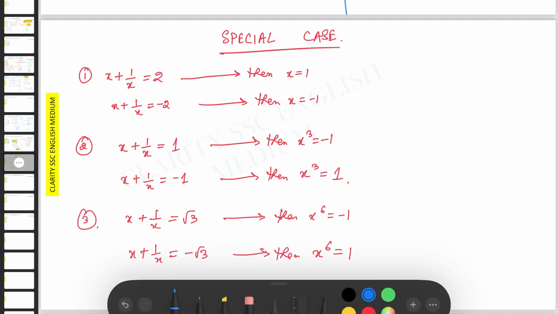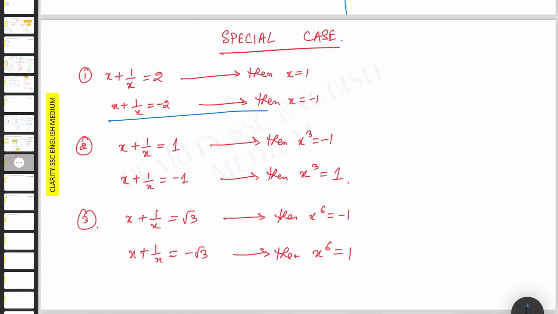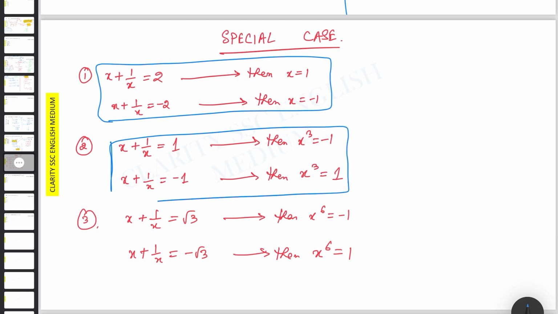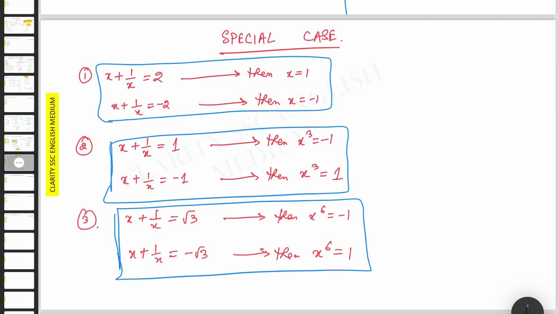These three are the most important types. Please remember these three. I will frame it for you. These are the three special cases. Let's see some relevant questions from here.